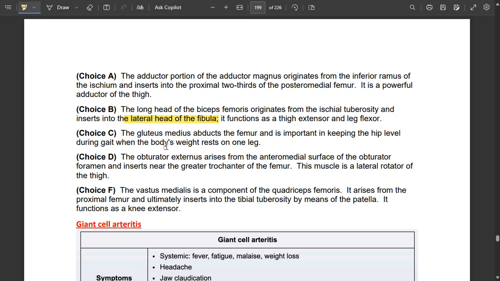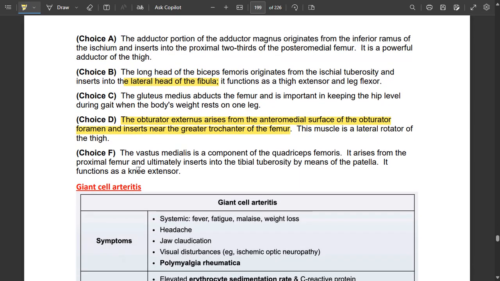Gluteus medius is the abductor. Obturator externus originates from the anterior medial surface of the obturator foramen and inserts into the lateral trunk of the femur. It's a lateral rotator of the thigh. So lateral rotation occurs via obturator externus. So obturator externus means external rotation of the thigh.